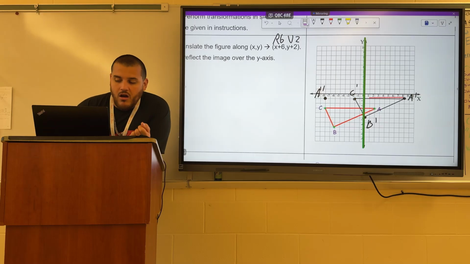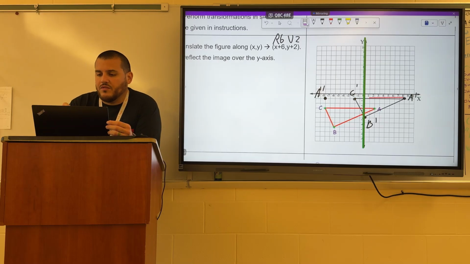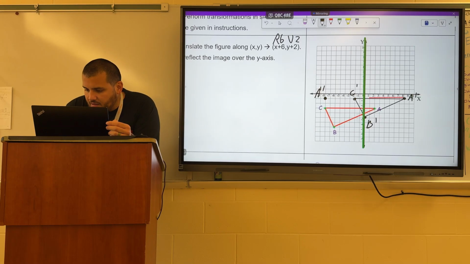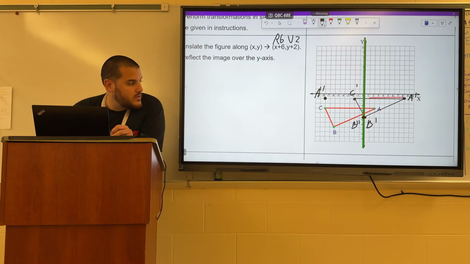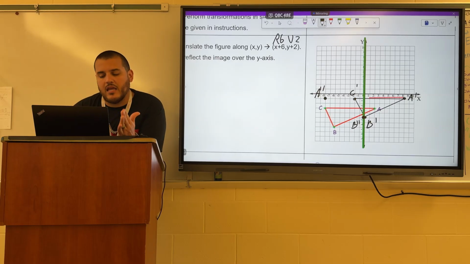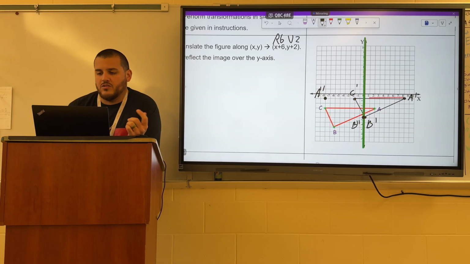B prime is on the y-axis, so its reflection is going to remain on that same location. There's B double prime at the same place. It's a little review there. If your point's on the line of reflection, then it'll stay on the line of reflection after your transformation.